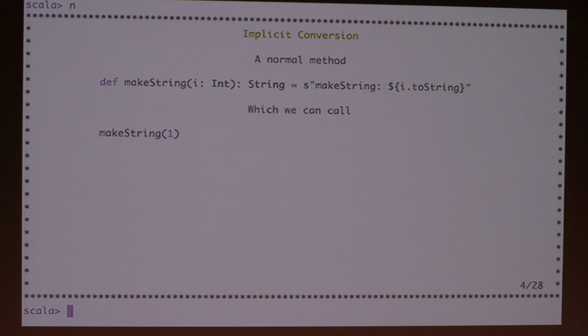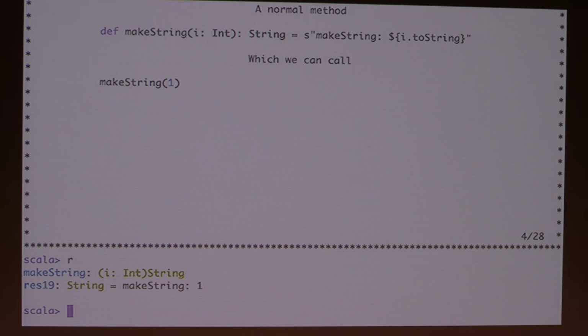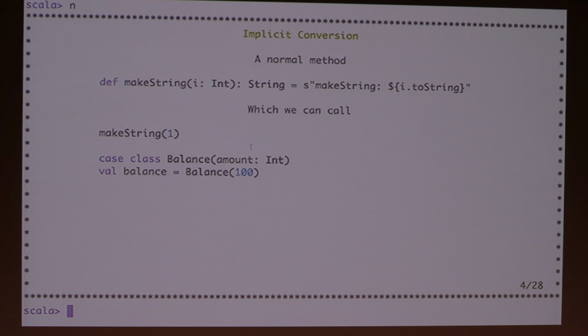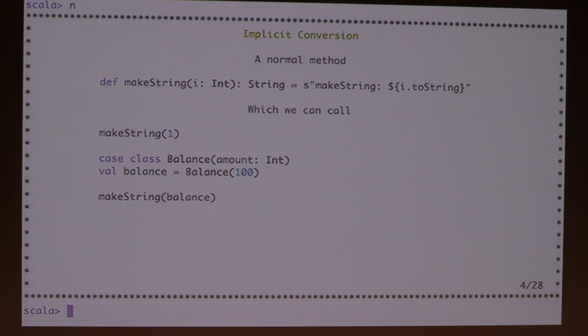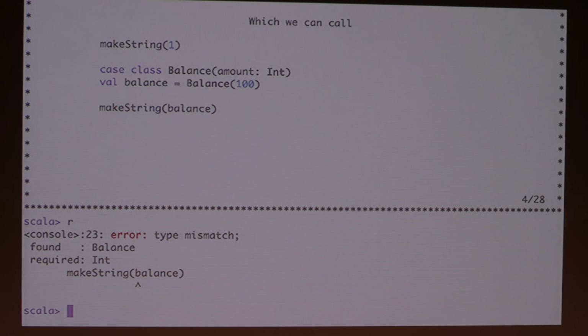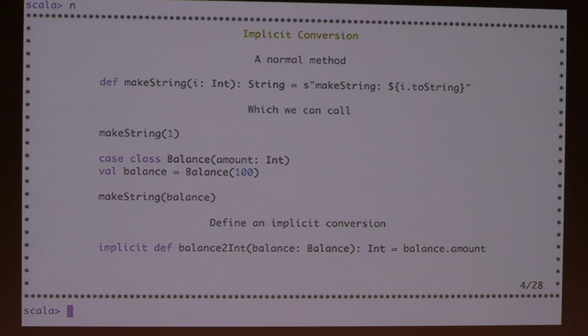Okay, so let's take a look at implicit conversions. First we define this normal method, which takes an int, converts it to a string, and adds some stuff in front of it. We can just call it as we would expect. Now we create a case class, in this case Balance, which has a single field amount of type Int. We can create an instance of this. But what we want to do, for example, is call makeString on this balance. This will not work because the makeString method expects an integer and you pass it a Balance, so this doesn't work. But we can make it work with implicit conversions.